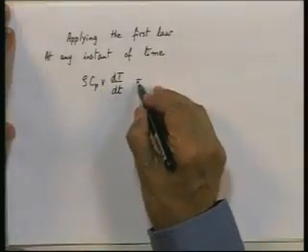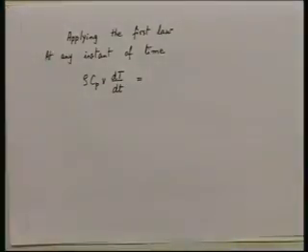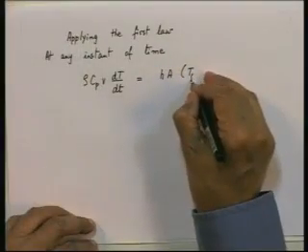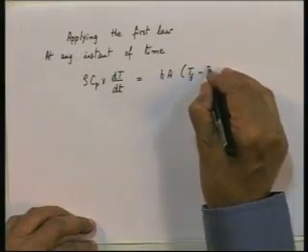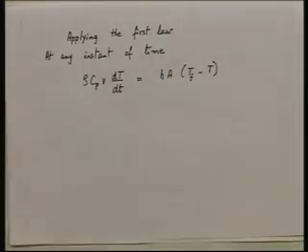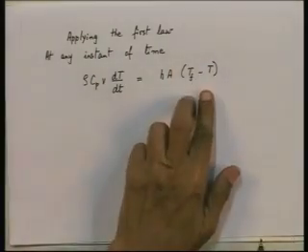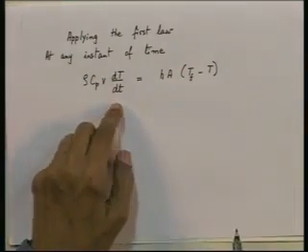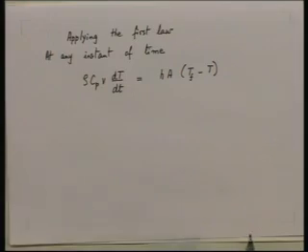This must be equal to the rate at which heat is transferred to the body, which is h into A into T f minus T. Mind you, if the body is cooling, then this will be a negative number, and dT/dt will also be negative because the body is cooling. So, the gradient will always be negative. So, this will be the applicable differential equation, which we have to solve applying the first law.